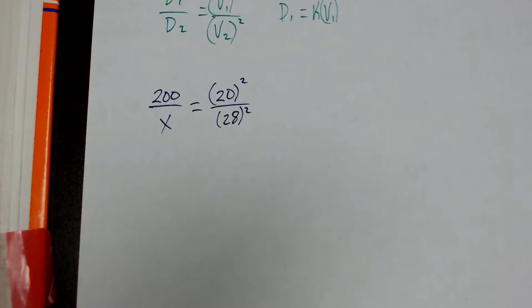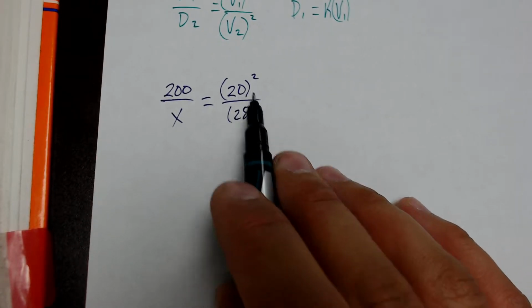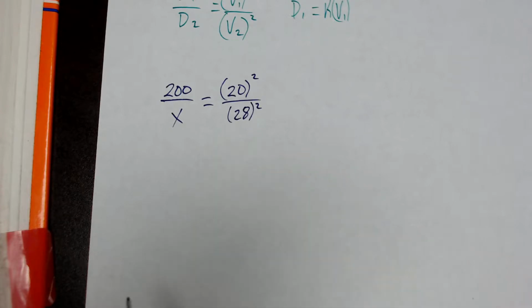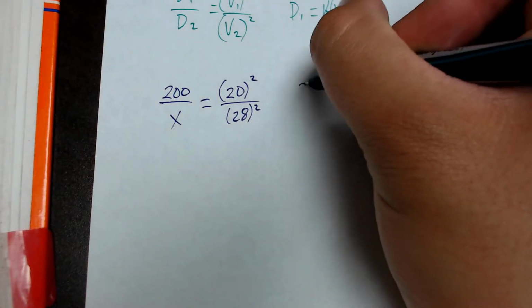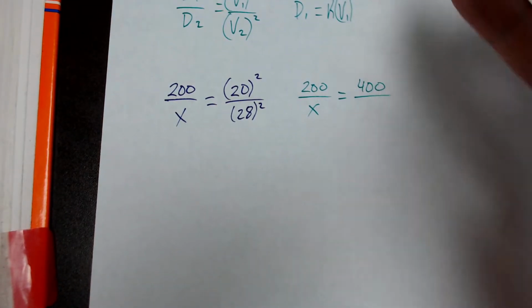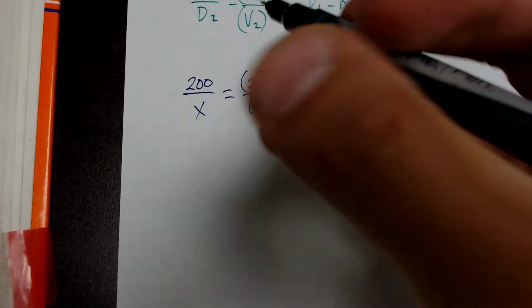So what I need to do here is simplify, cross multiply, and solve. I've got to deal with these exponents. 20 squared I know is 400, because 2 times 2 is 4, add the two zeros. So this can be written as 200 over x is equal to 400 over, and the denominator I don't know, so I'm going to go ahead and do an algorithm for that one.